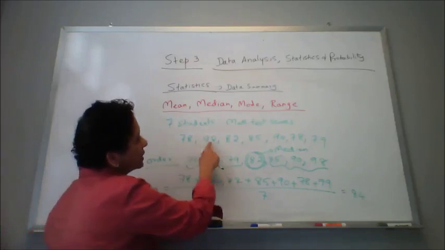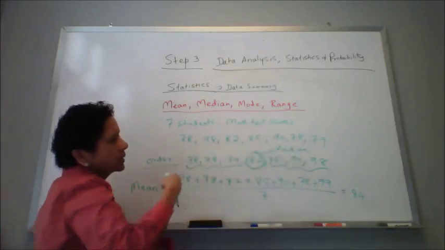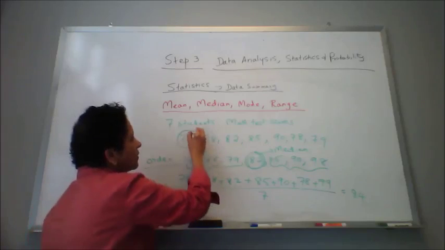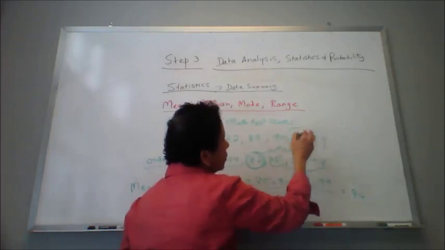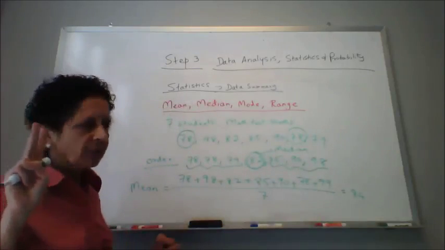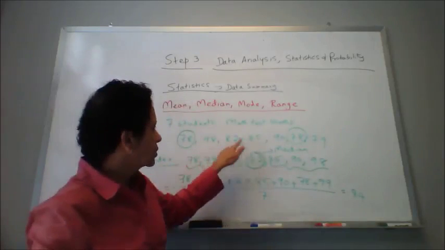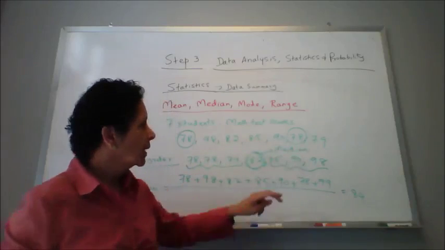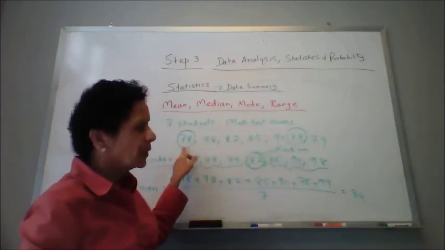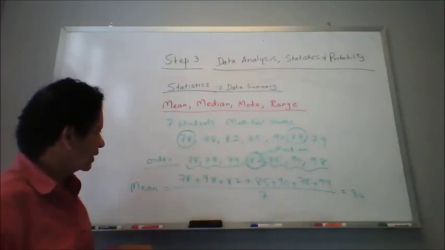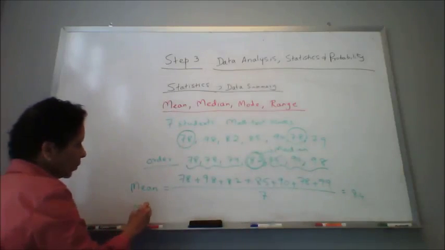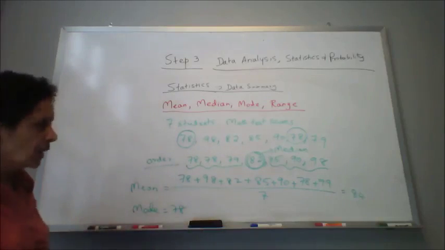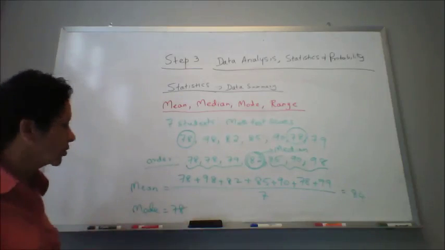So if I look at this data, which data point happened most frequently? If you look at the score of 78, two students out of 7 got 78. Each other student got a different score, okay? So the most frequently happening score is 78. So I will say that the mode is 78. Okay? That's another measure, the most frequently occurring value.